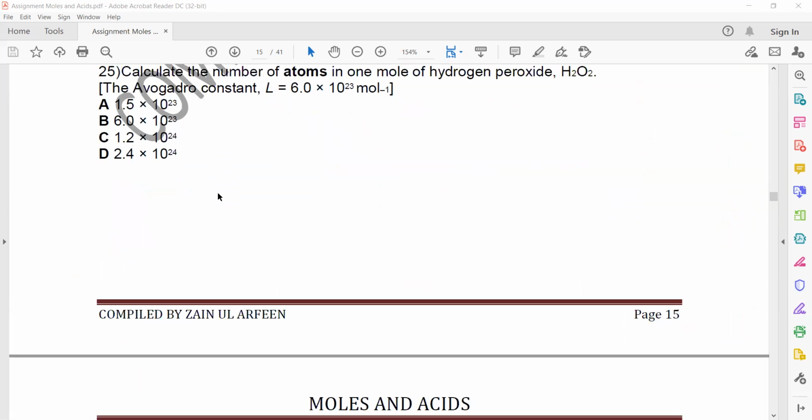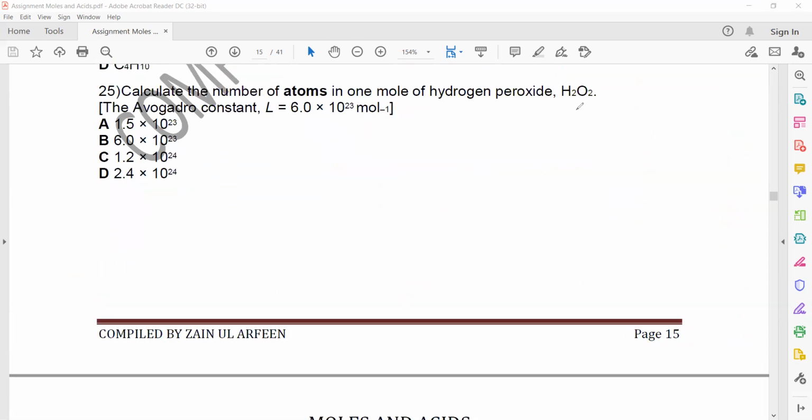For question 25, calculate the number of atoms in 1 mole of hydrogen peroxide. So how will we get the number of atoms? Because in 1 mole of hydrogen peroxide, how many atoms are there? It contains 4 moles of atoms, because 2 hydrogen and 2 oxygen. So the ratio: 1 mole contains 4 atoms. So if 1 mole is having 6.02 or 6 exponent 23, then it will be x atoms, cross multiply. So 6 exponent 23 multiplied by 4 will come out as 2.4 into 10 to the power 24. So D will be the right answer.